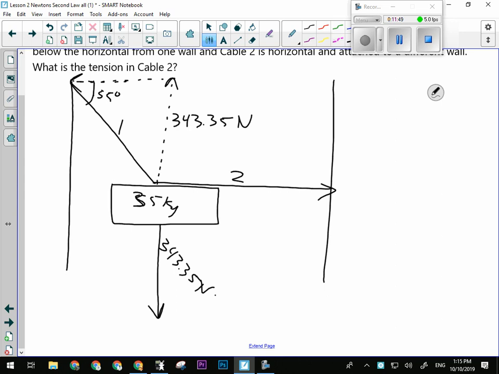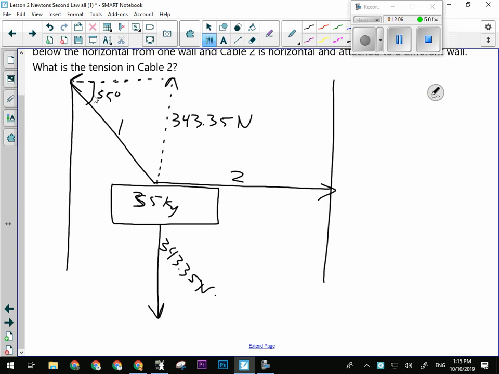Okay. So is there a whole lot of math in this question? No. I had to calculate the weight of the sign. I'm going to have to do a trig calculation to get this number, and I'm done. Most of this question is intuitive. And that's going to be the way it goes for most of our Newton's second law questions.